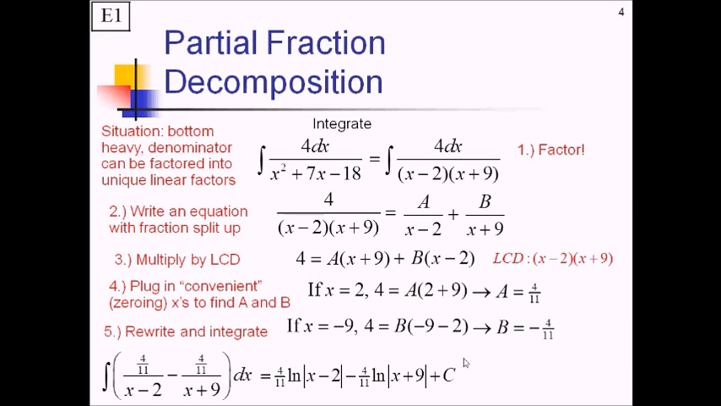Just for the sake of argument, though, let's say that we needed to simplify this a little bit to match one of the answer choices in a problem. So I can factor out this 4/11, and then I just have these two ln's being subtracted. When I'm subtracting logs, remember that I'm dividing the things inside. So I can rewrite this whole thing as 4 over 11 ln absolute value of x minus 2 over x plus 9 plus c.